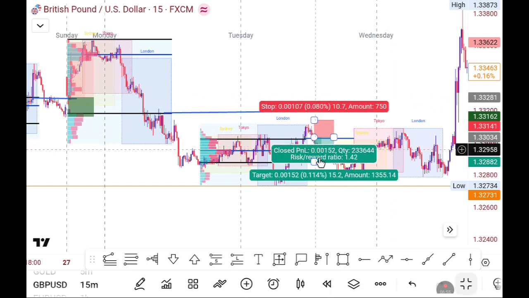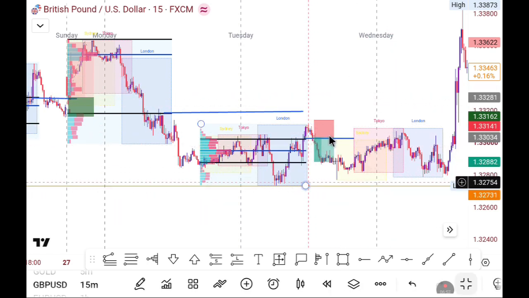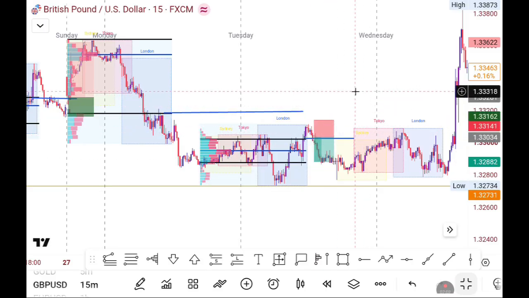You can see that's how it played. My stop loss right there. This one is 1:1.5. You can see it's very easy. That's a win rate target.